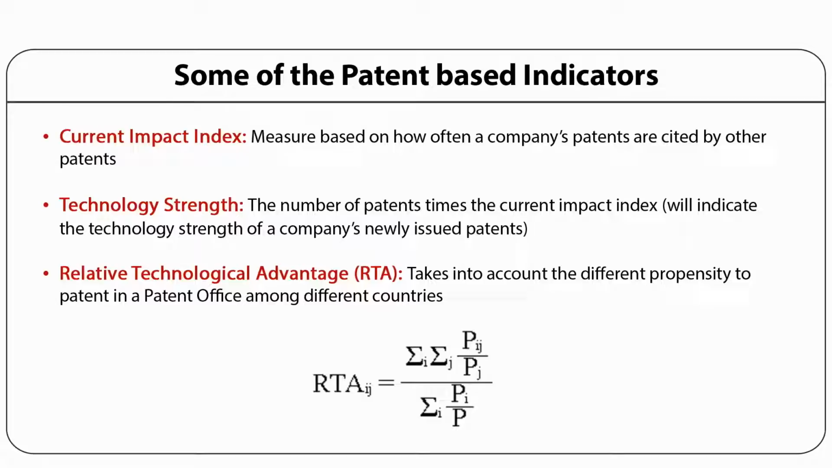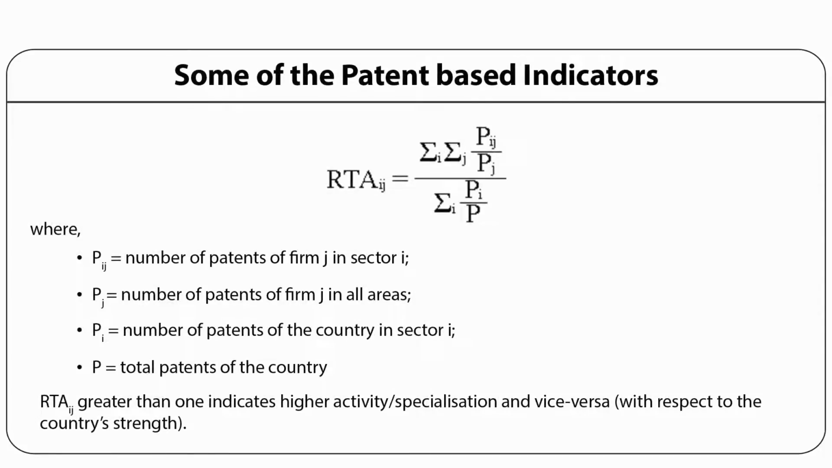The numerator talks of the number of patents of a firm or a country in a particular sector relative to the number of patents of a firm or a country in all areas, and the denominator talks of the number of patents of all firms or countries in that sector with respect to the number of patents of the country. RTA greater than 1 indicates higher activity specialization and vice versa with respect to the country's strength.